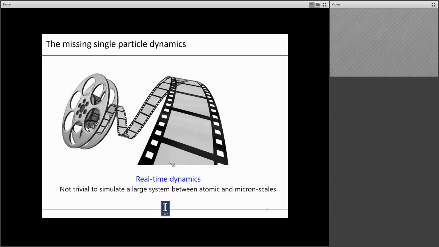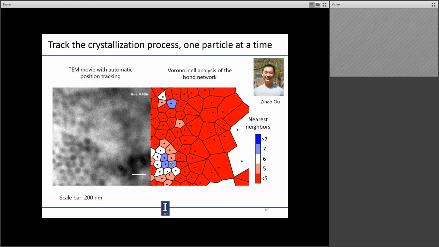From the experimental TEM movies, we can actually study something that is missing in the simulation: the real-time crystallization kinetics, or the existence of intermediates. In simulation, those details were hard to probe because it's too expensive to compute a large system with a lot of particles interacting with each other, and at the same time accounting for all the nanoscale morphology details. So here I'm playing the TEM movie of the observed crystallization process.